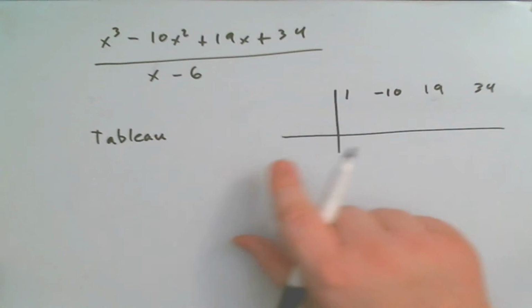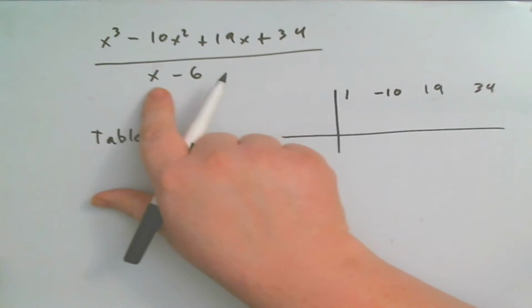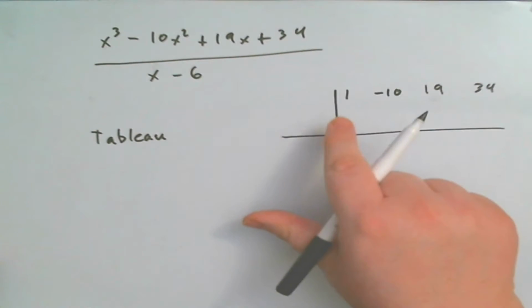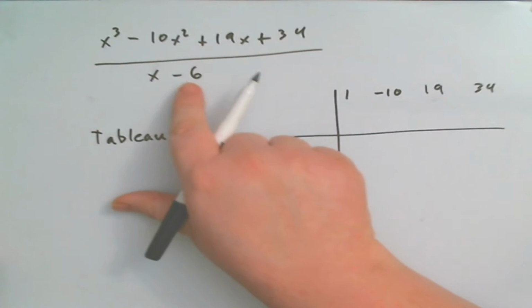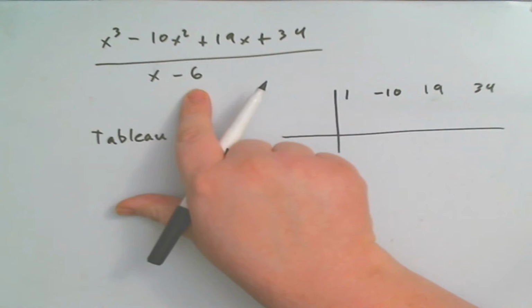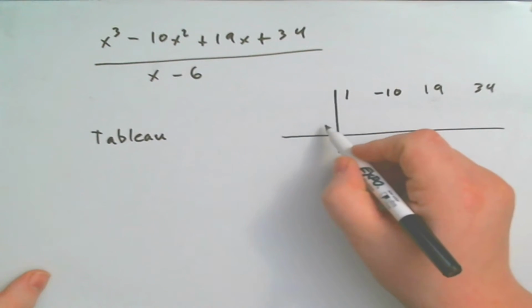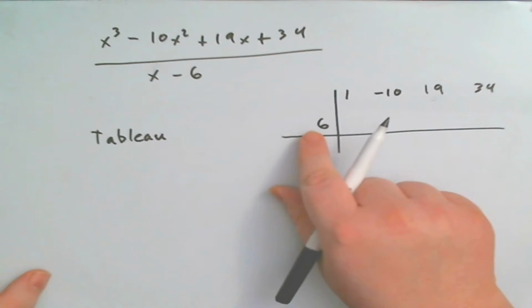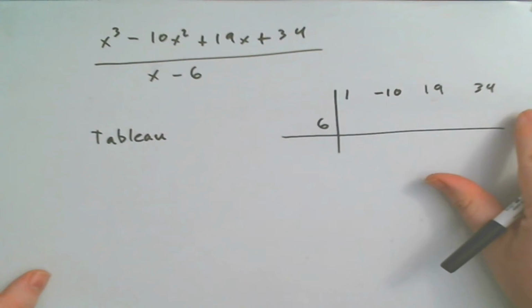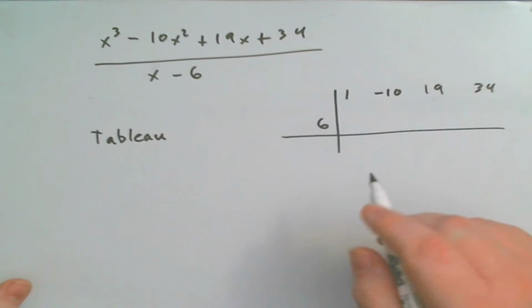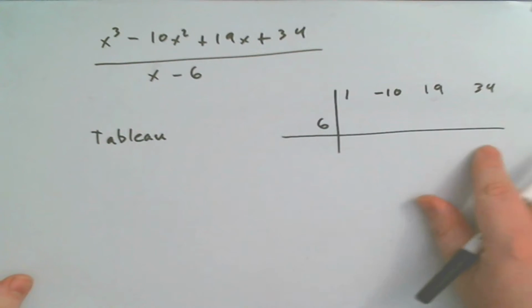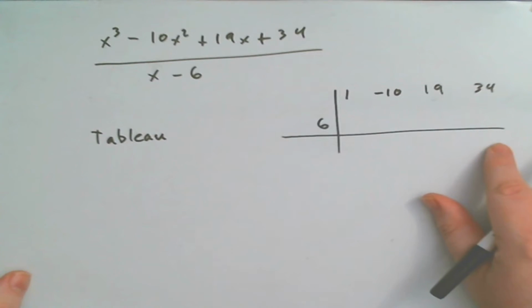Alrighty, now what we're going to do with the divisor. With the divisor, we're actually going to take this number here and change its sign. So this number being a -6 is actually going to be a +6, and that's going to go here. We kind of imagine that being in the second row here. Now we're going to end up with our quotient and remainder from our division down here in our tableau.